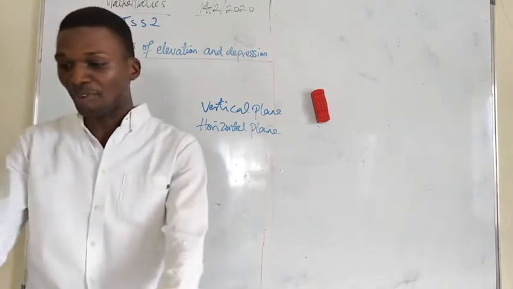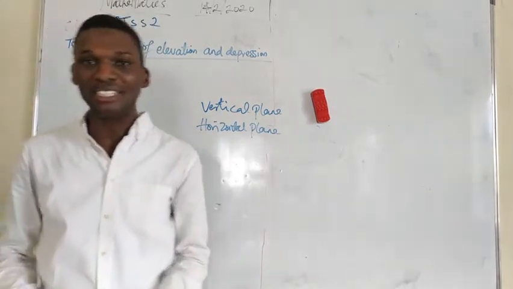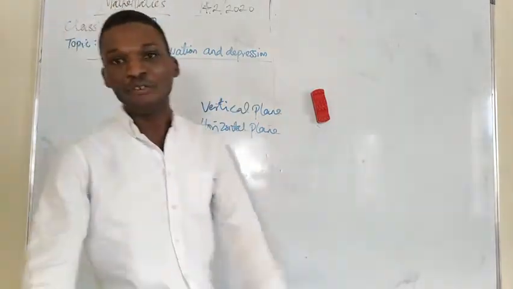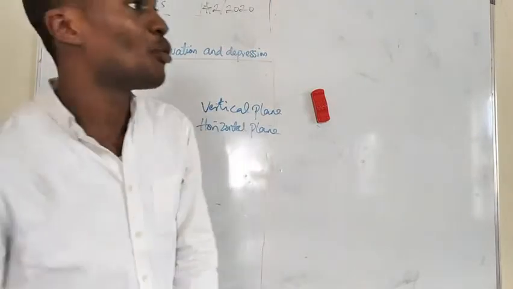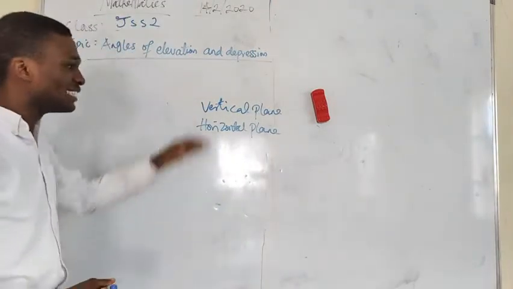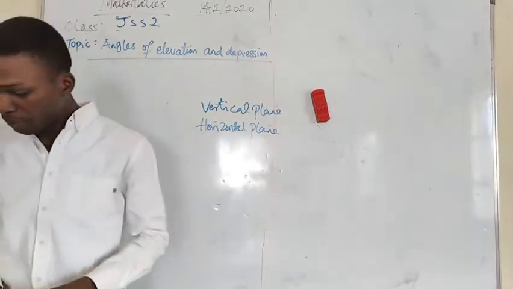For example, the surface of a table is an example of a horizontal plane. While the vertical plane is formed perpendicular to the surface of the ground. For example, the walls of our buildings are perpendicular, at 90 degrees, to the surface of the ground. So we say it's a vertical plane.